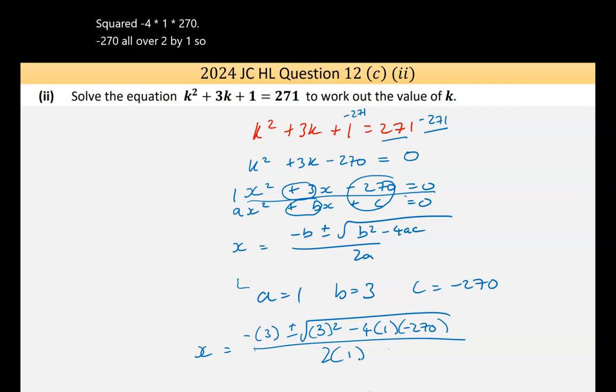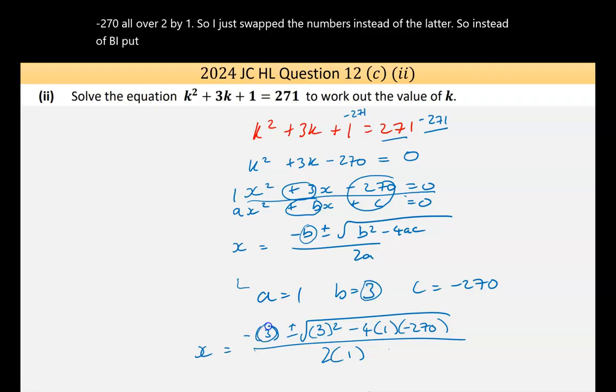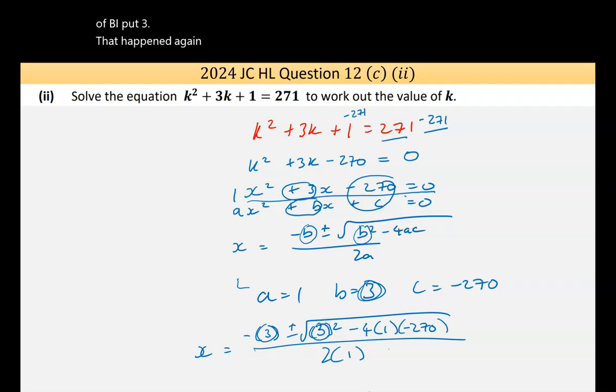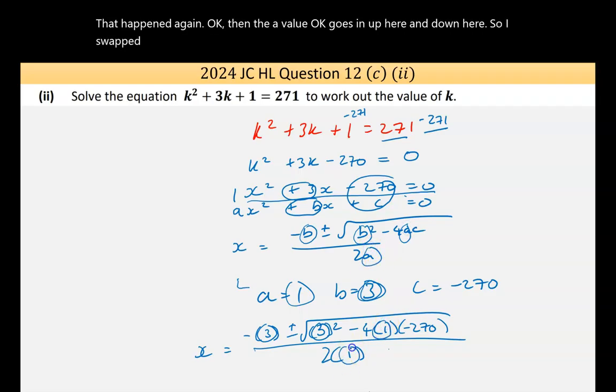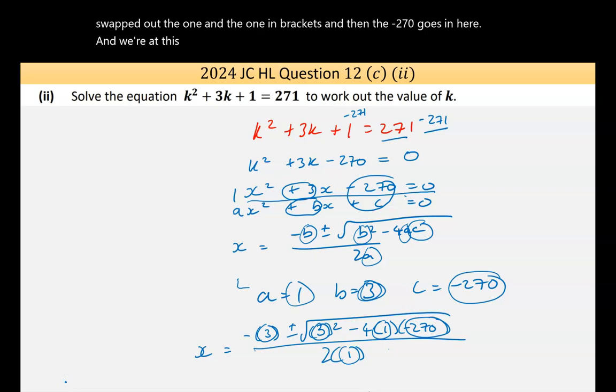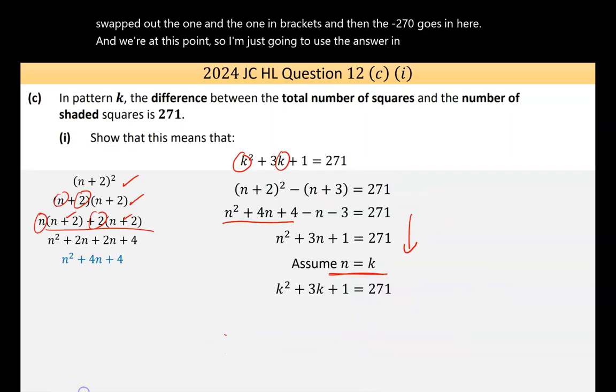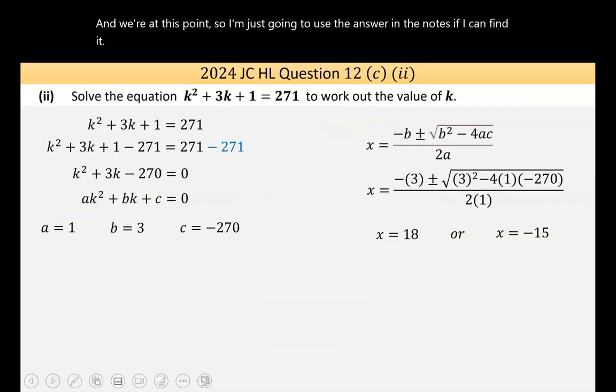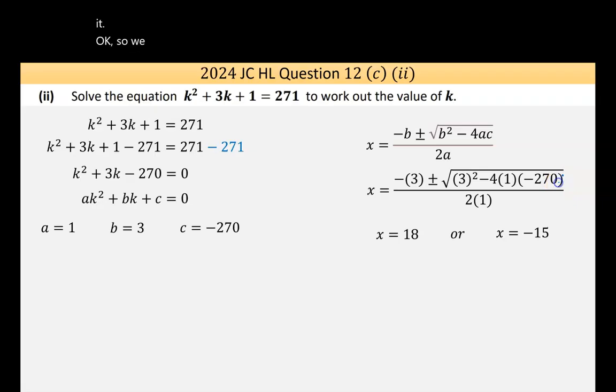So I've just swapped the numbers in instead of the letters. Instead of b, I put 3. Then the a value goes in up here and down here, so I swapped out the 1 and the 1 in brackets. And then the minus 270 goes in here. And we're at this point. So I'm just going to use the answer in the notes if I can find it. Okay, so we end up at this point.